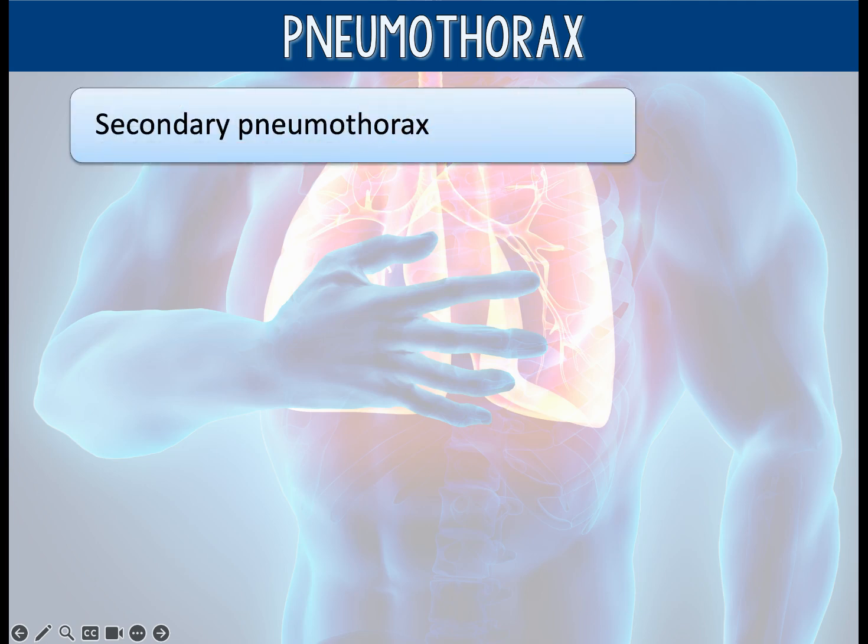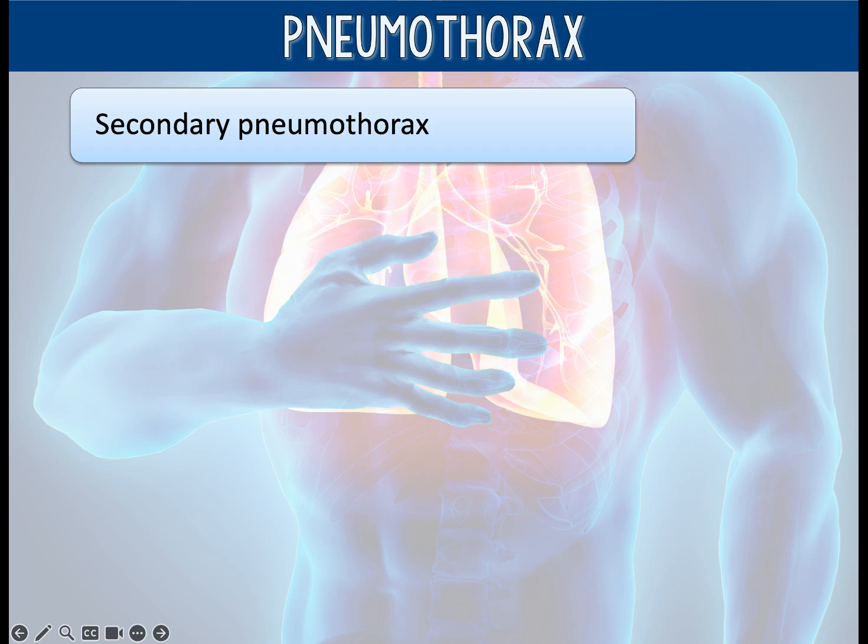Secondary pneumothorax occurs as a complication of some kind of pre-existing pulmonary disease. Like somebody with TB, for instance, will just all of a sudden have a pneumothorax, or somebody with asthma or emphysema. The secondary is a pneumothorax that happens as a complication of something else going on with them, some pre-existing pulmonary disease.